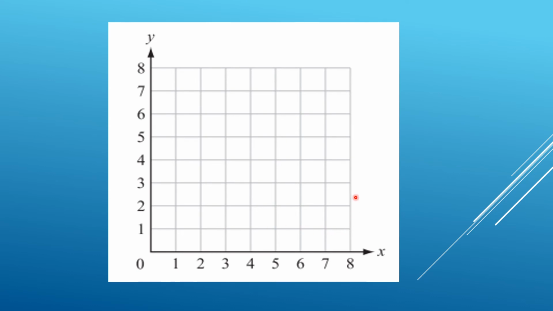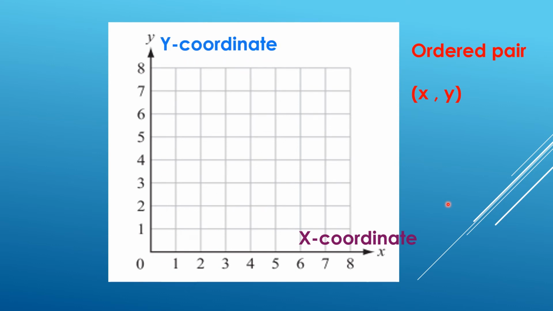Now this is a coordinate grid with numbers on the x-axis and numbers on the y-axis. I should be able to write or recognize the ordered pair when I need to. To write an ordered pair, it should be written in order. First, the x coordinate, comma, and then the y coordinate. The x coordinate is on the x-axis and the y coordinate is on the y-axis.